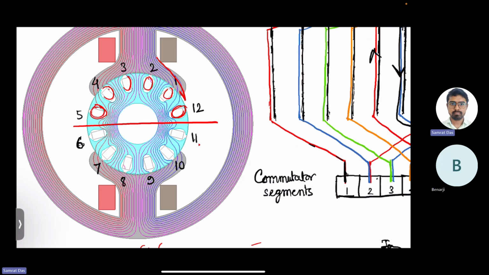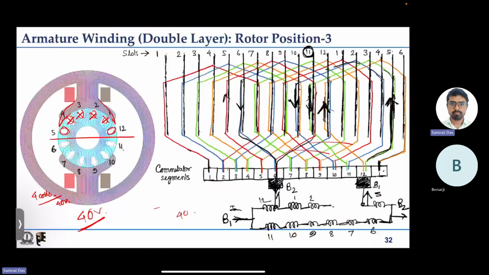That means their flux linkages are not changing. That means they have no induced EMF. So the induced EMF contribution only comes from 1, 2, 3 and 4. So 4 coils. Then you say that it will be same as that of earlier case, right? Okay, let us continue. So 40 volt in this case and 50 volt in the other case.